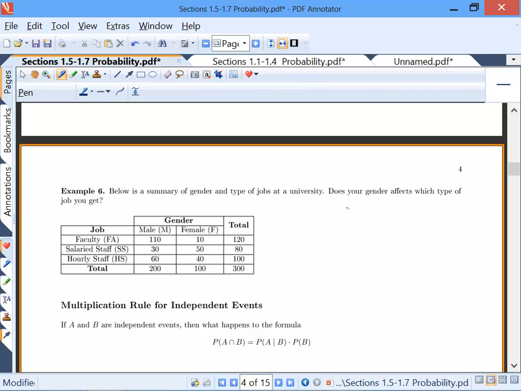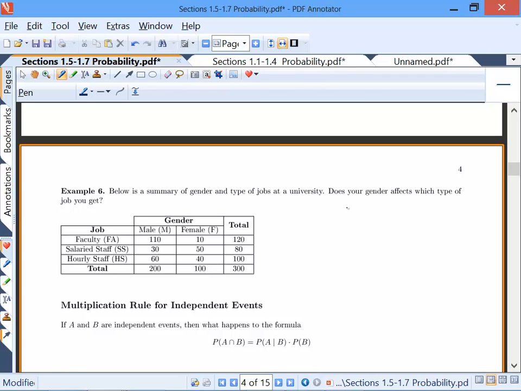Which two probabilities would you compare? The probability of a male being in a job and the probability of a female being in a job. Okay, so we could compare it that way. Let's pick one specifically to focus on.